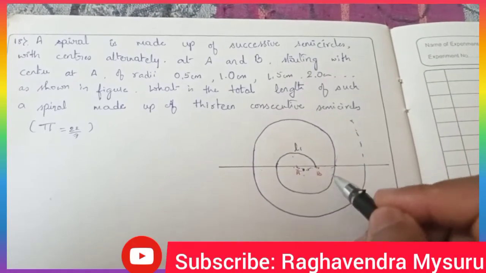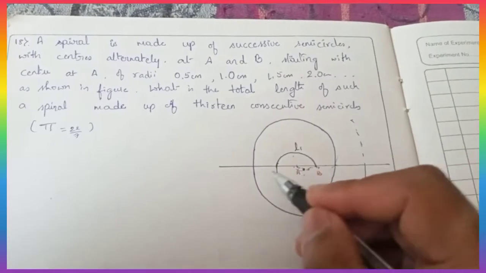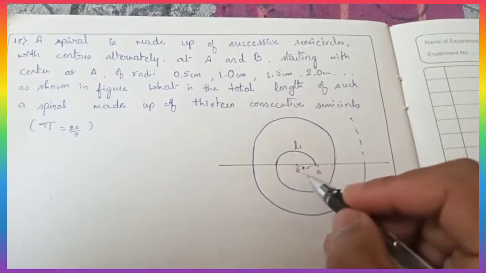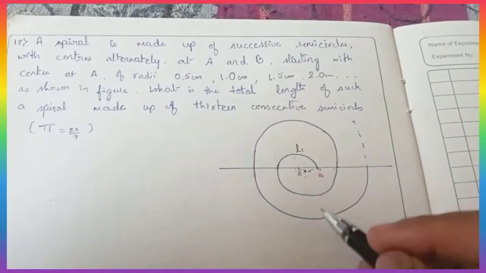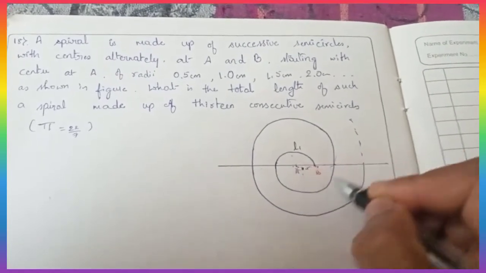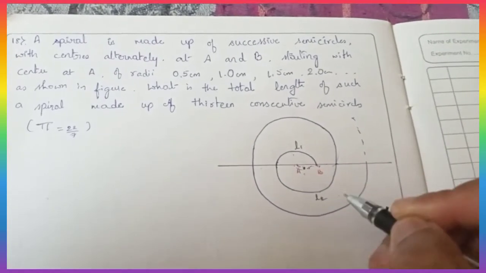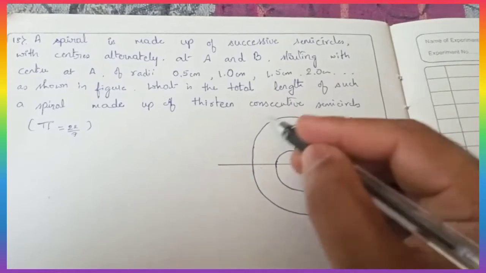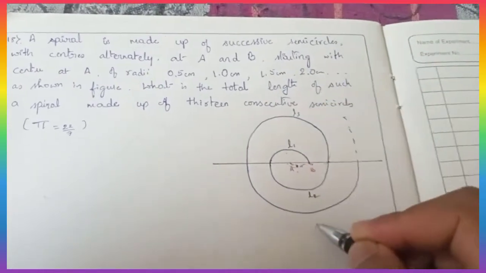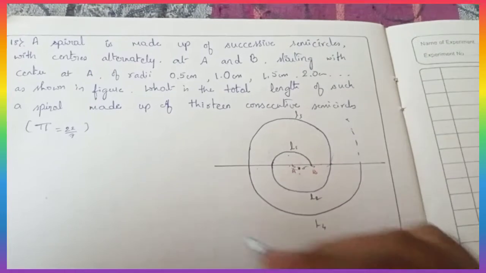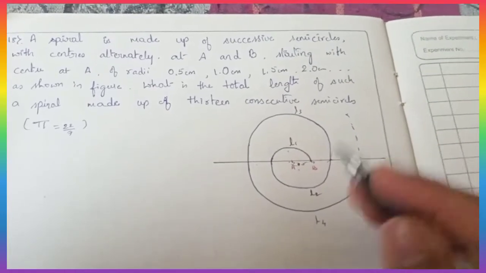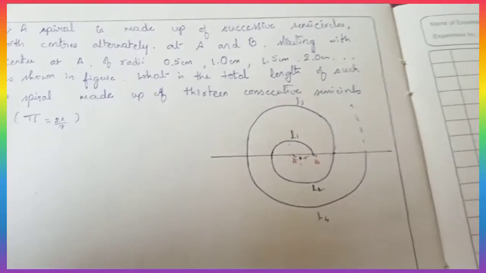If this is the semicircle, B will be the center. Now what is the radii? That is 1 centimeter. And this length up to here is L2. Once again, above the horizontal line it becomes L3, and below that it becomes L4. Like that, we need to calculate up to L13, the sum of 13 lengths.